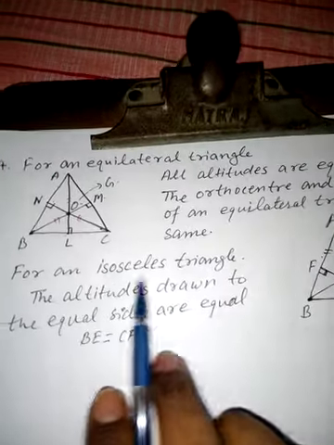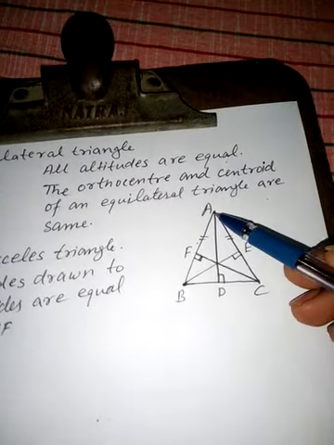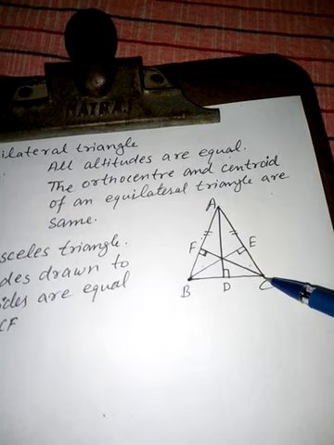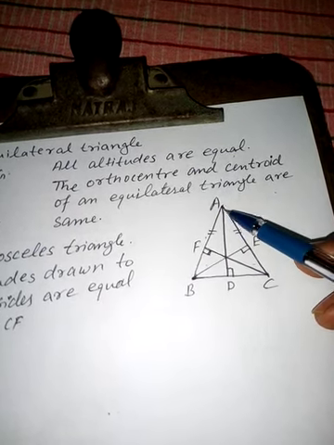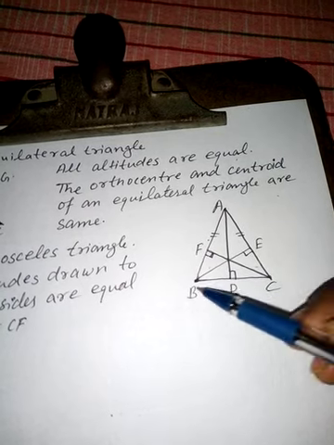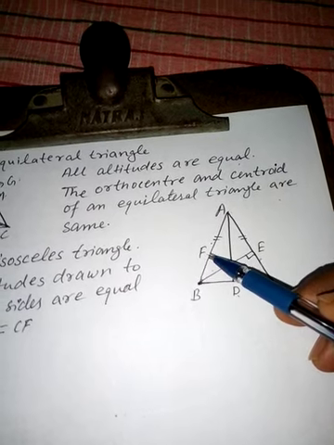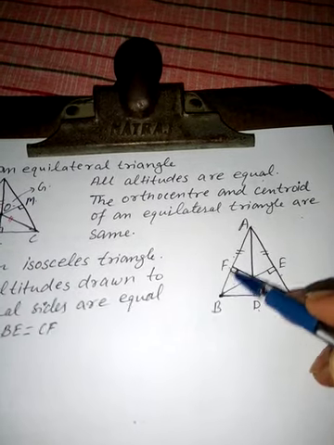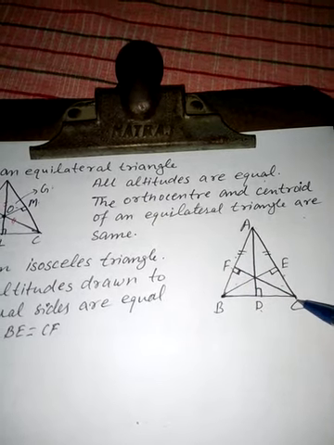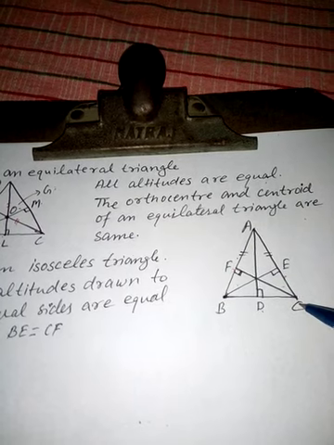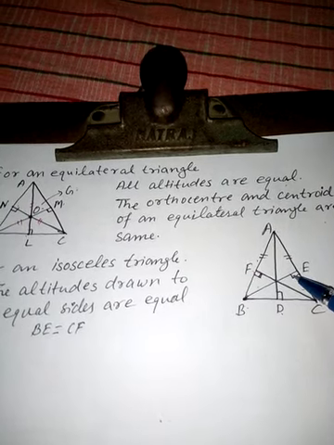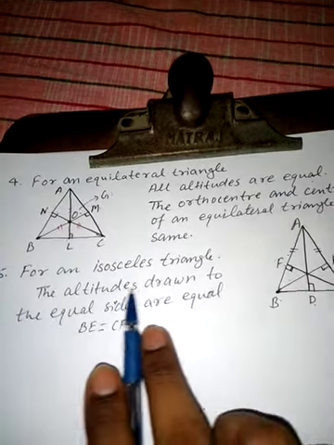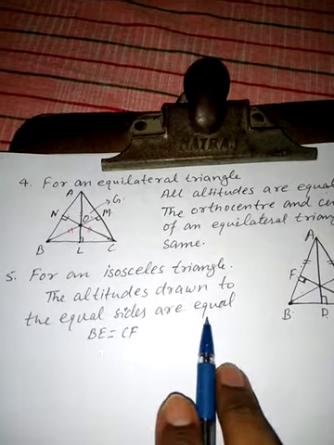Now for an isosceles triangle, here ABC is an isosceles triangle. You can see AB equals AC, and we draw AD the altitude, BE the altitude, and CF the altitude. But the altitudes drawn to the equal sides AB and AC are equal in length. That is, BE equals to CF. Altitudes drawn to the equal sides are equal.